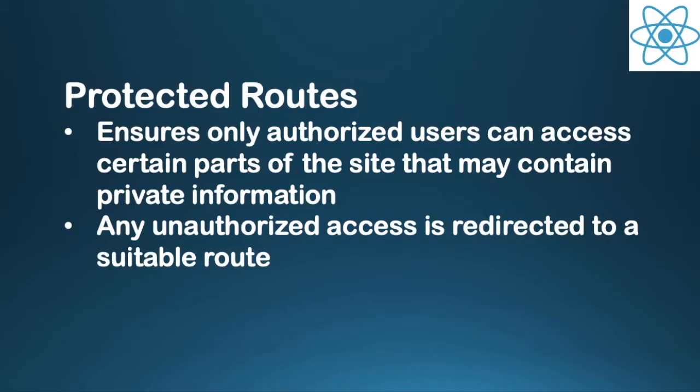We have a concept in React known as protected routes. Now what does protected routes mean? As the name suggests, we are protecting the routes, to ensure only authorized users can access certain parts of the site or those URLs that may contain private information. Based on the authorization of users, their login status and their roles, we want to ensure this. And if any unauthorized access happens, we will redirect to a suitable route. So this is our objective, and this concept is referred to as protected routes.